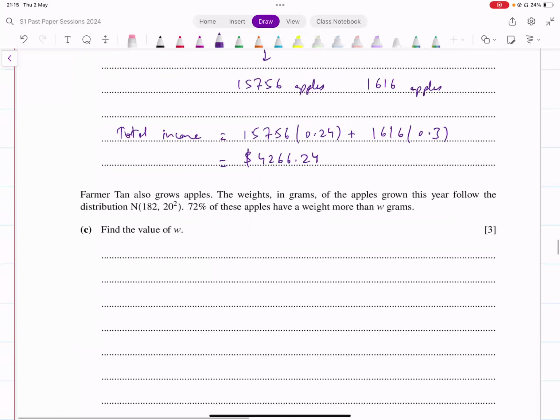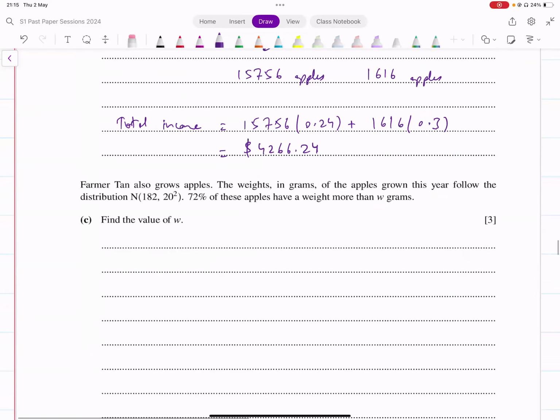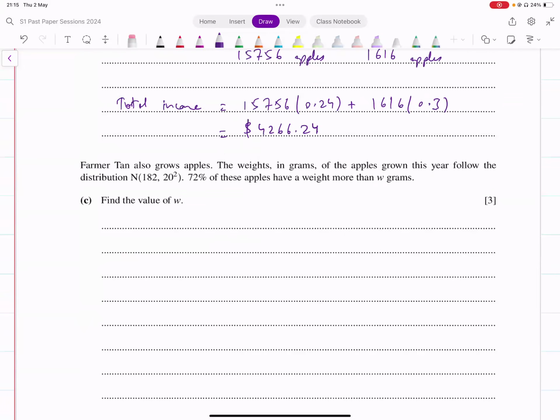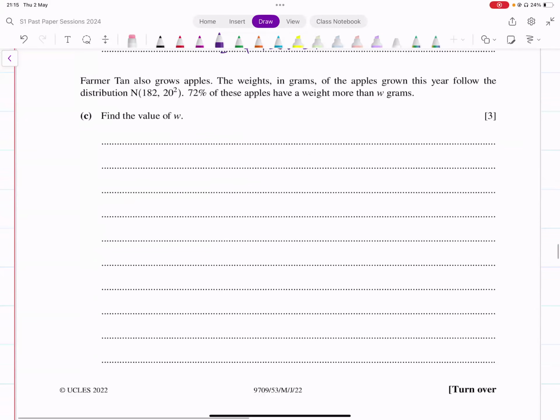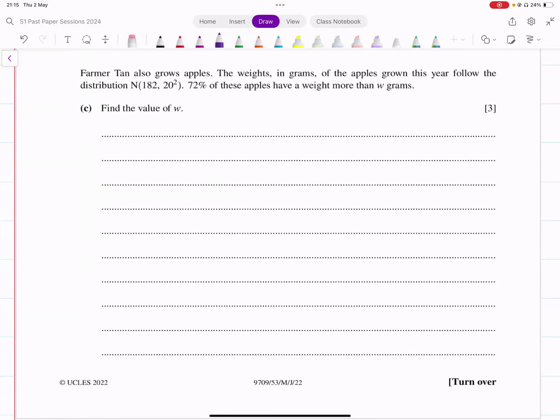Now, this was slightly tricky, the second part. Now, let's see what it says here. Farmer Tan also grows apples. The weights in grams of the apples grown this year follow this distribution. 72% of these apples have a weight more than W grams. Find the value of W. Now, this is simple inverse normal distribution. They forgot about the investment?